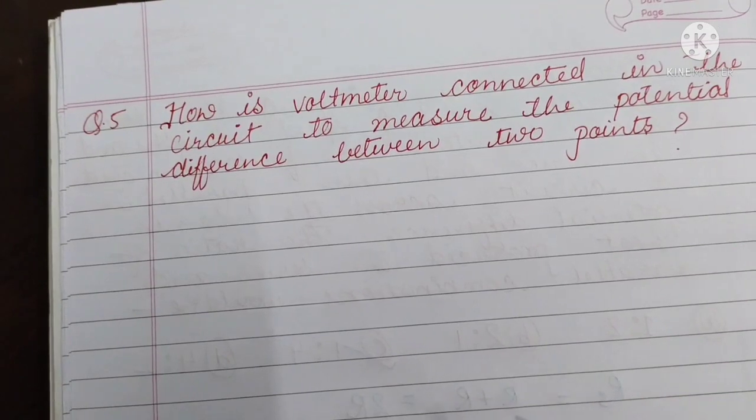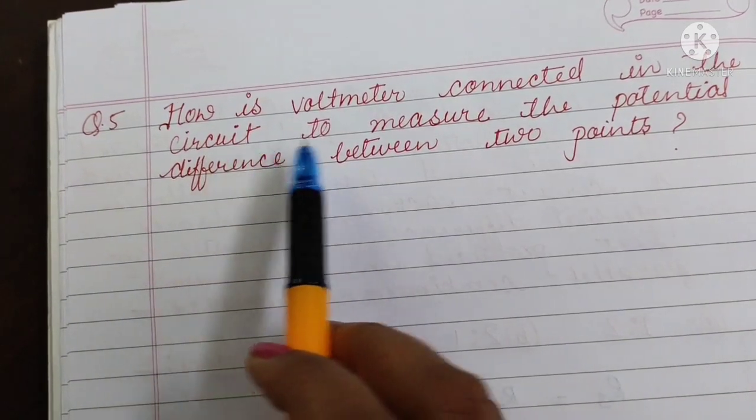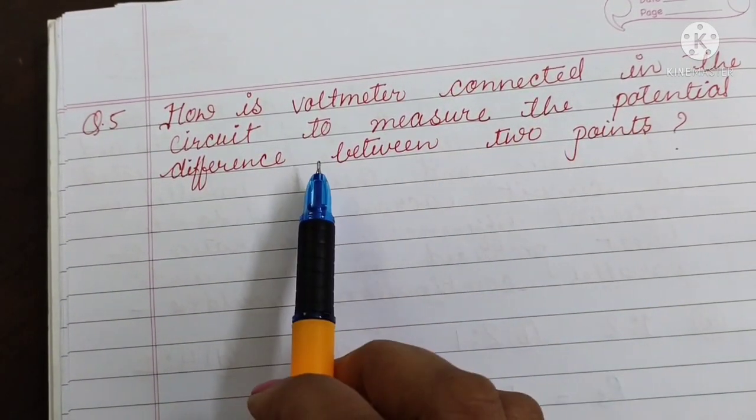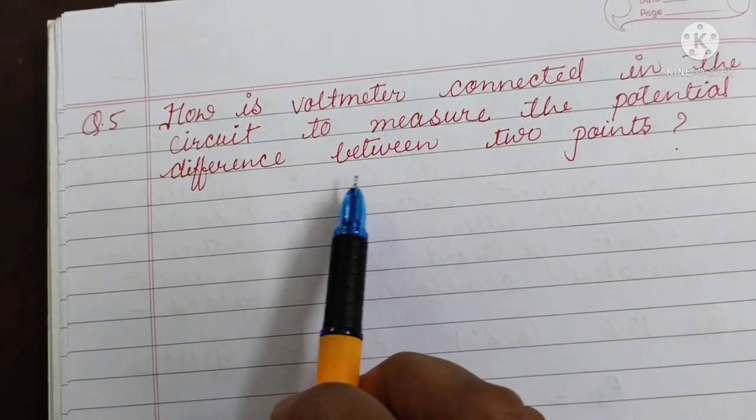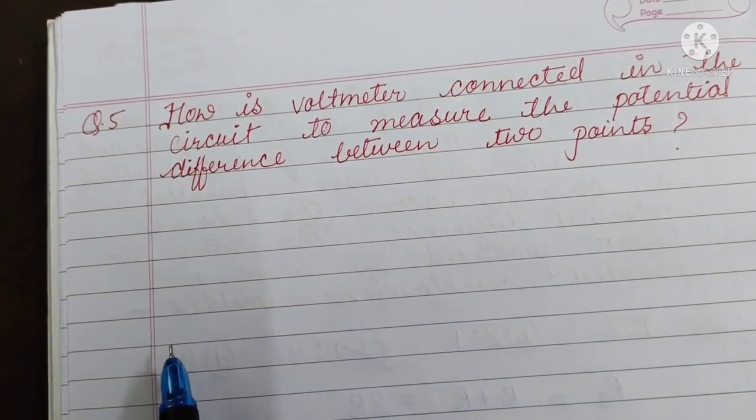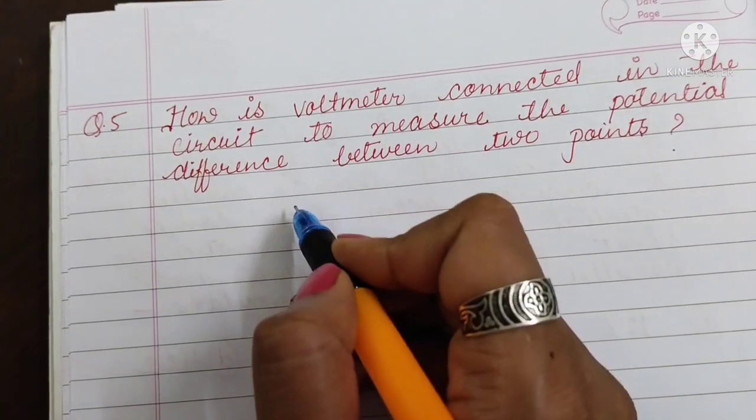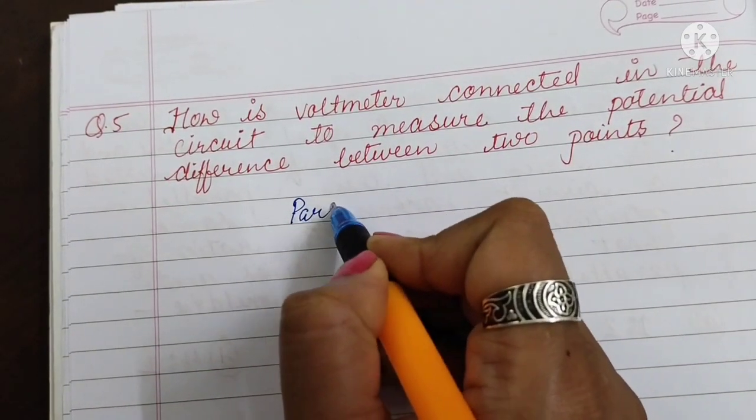Now moving to the next question. Question number 5. How is voltmeter connected in the circuit to measure the potential difference between 2 points? So we know that the voltmeter is connected in parallel.